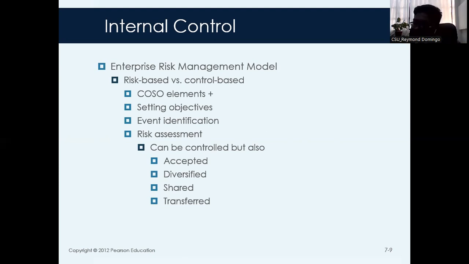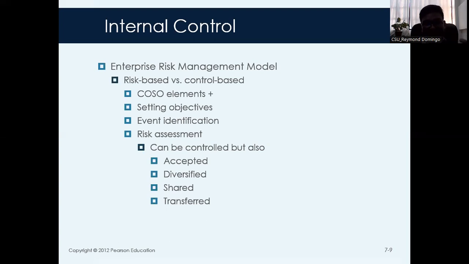Okay, so titingnan natin kung may mga controls ba yung business natin. Okay, so kung may control na tayo na nag-exist, yung implementation, so we have to review the control procedures of the company. Okay, so under here plus, we have the COSO element, okay, yung mga na-discuss natin kanina, and then the setting objectives, event identification, and risk management. Okay, so those things class are naka-design para doon sa either we are under a risk base or a control base. Okay? So doon natin siya ina-align or inaangkla.